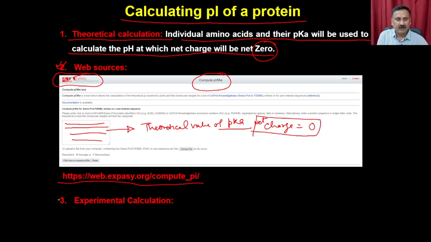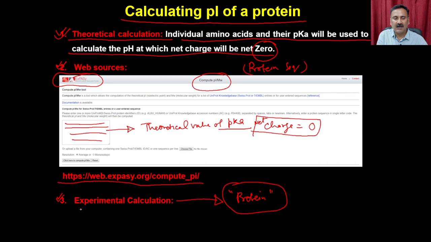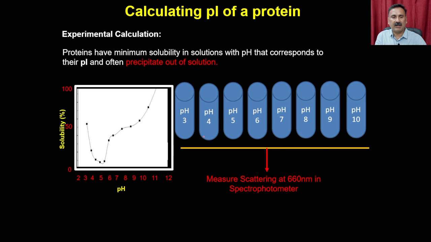The third is experimental methods. The first two options are only possible when you know the protein sequence. If you only have a protein but you don't know its sequence, then you have no option but to do experimental determination. How are you going to do the experimental determination?